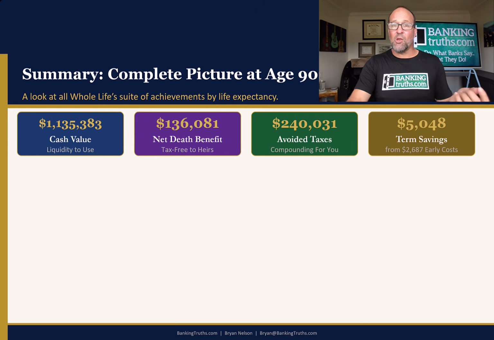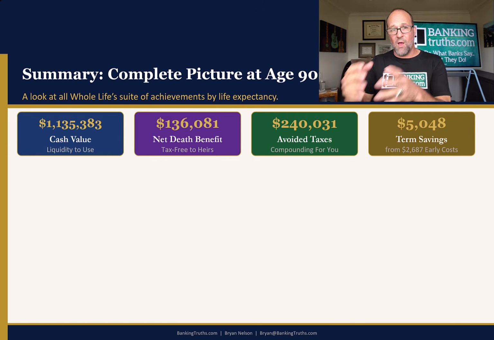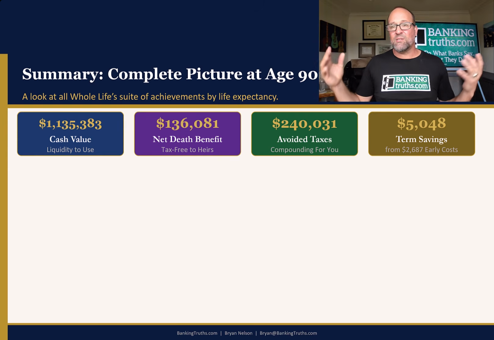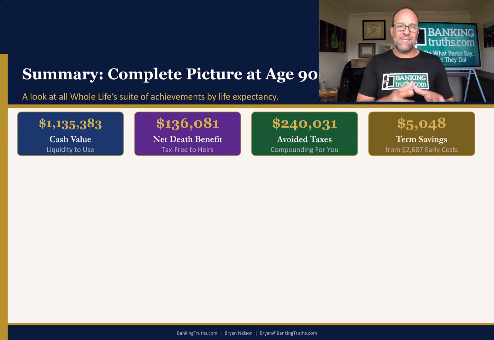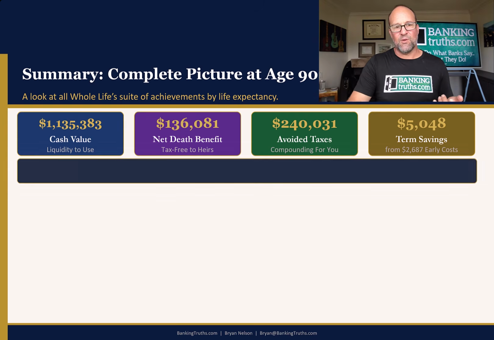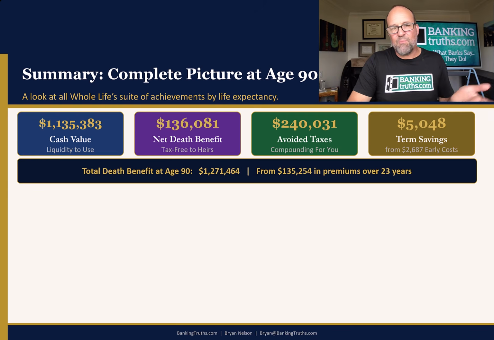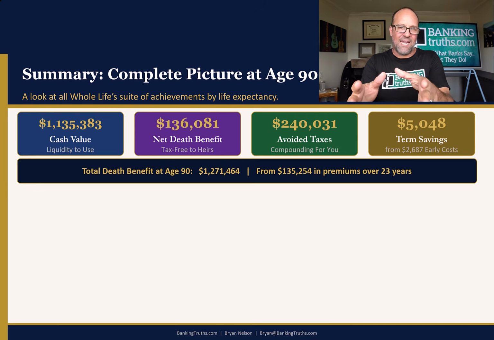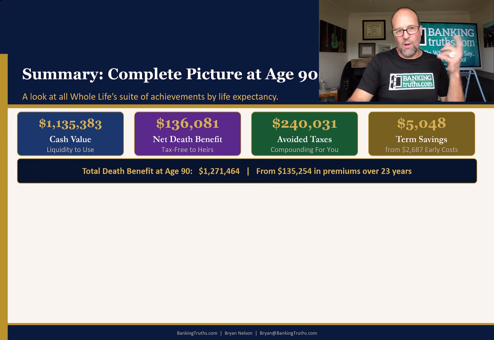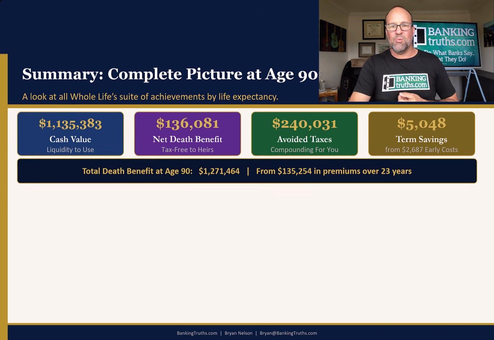And this is a much smaller number, but granted, he gets this number a lot sooner. The 5,000 of term savings he gets over the first 25 years, which is almost double that 2687 that was missing for the first 2 years. And again, the total death benefit is 1.27. That's just adding the 136 in purple plus the 1.135 in blue. And that's from 135,000 in premiums over the 23 years.